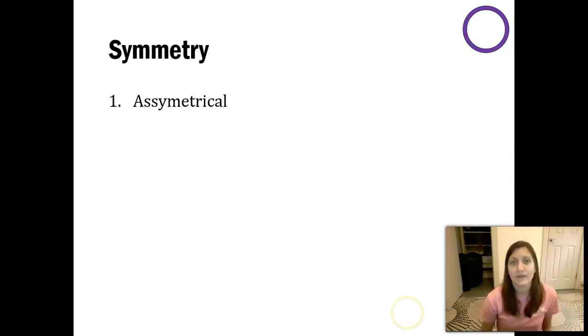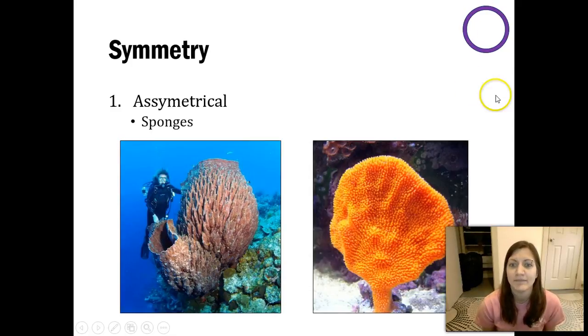So one way that we can distinguish between our different animal groups is their symmetry. You've learned about symmetry since elementary school. It's just talking about, is there a line of symmetry? Is the left the same as the right, etc. So we have different types of organisms, some that are asymmetrical. They don't have a line of symmetry anywhere. And really, our only animals that exhibit this kind of symmetry are our sponges.